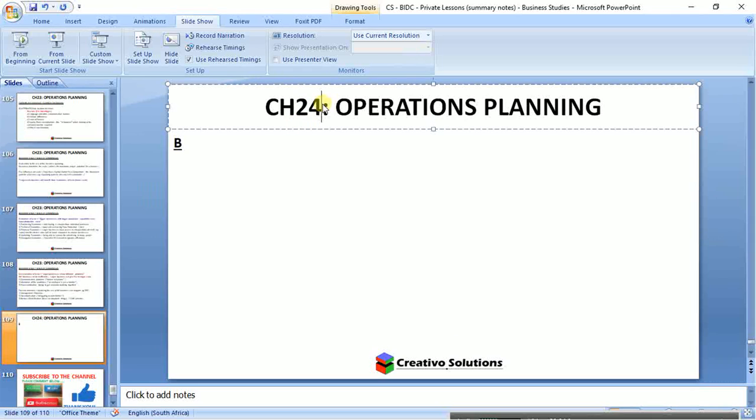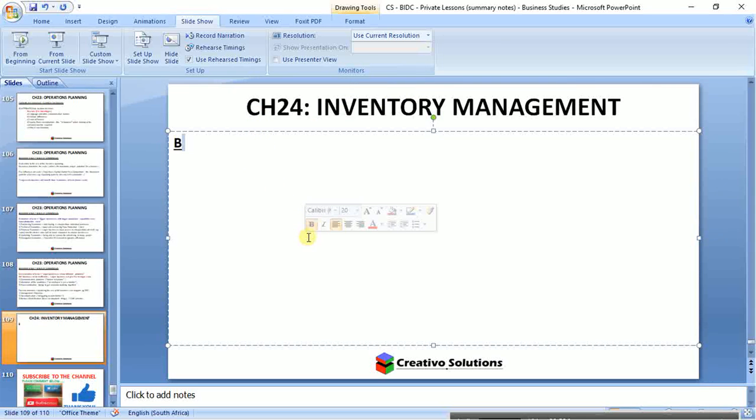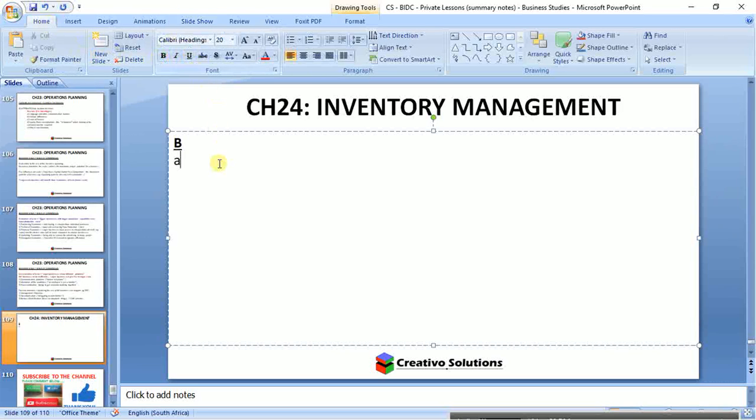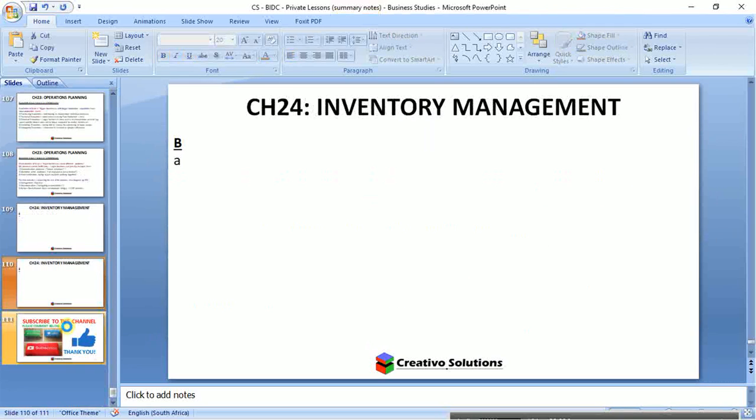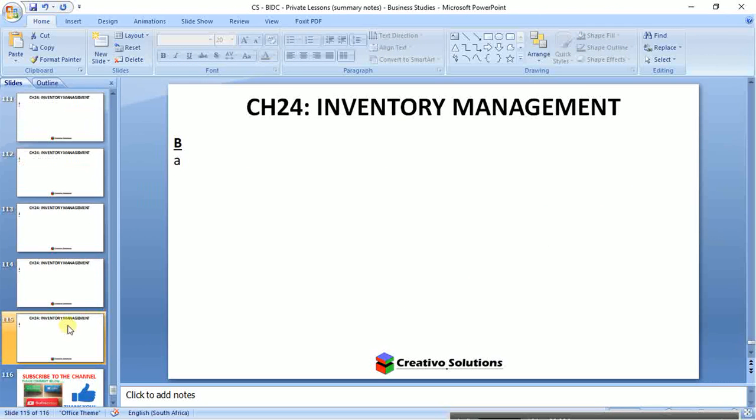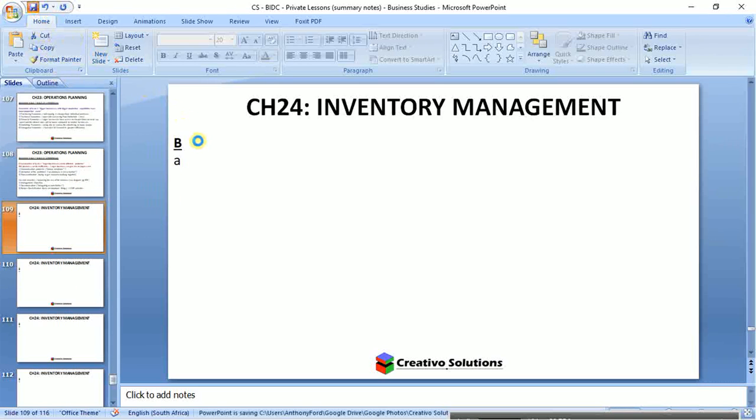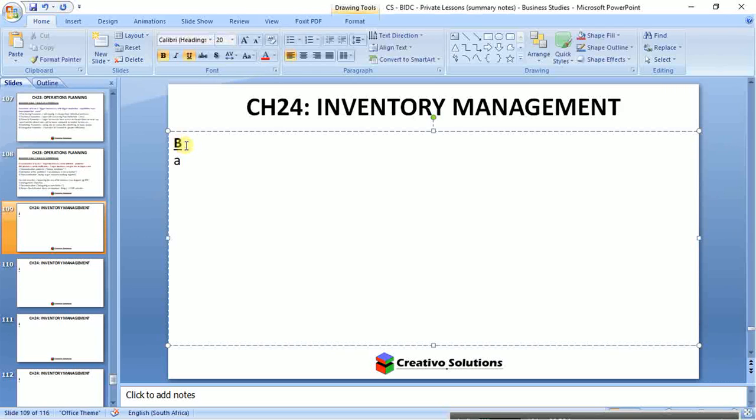Now the focus is on inventory management. Okay, a little bit different. So big heading again, chapter 24, inventory management. Short chapter, you can see there's only three outcomes here.